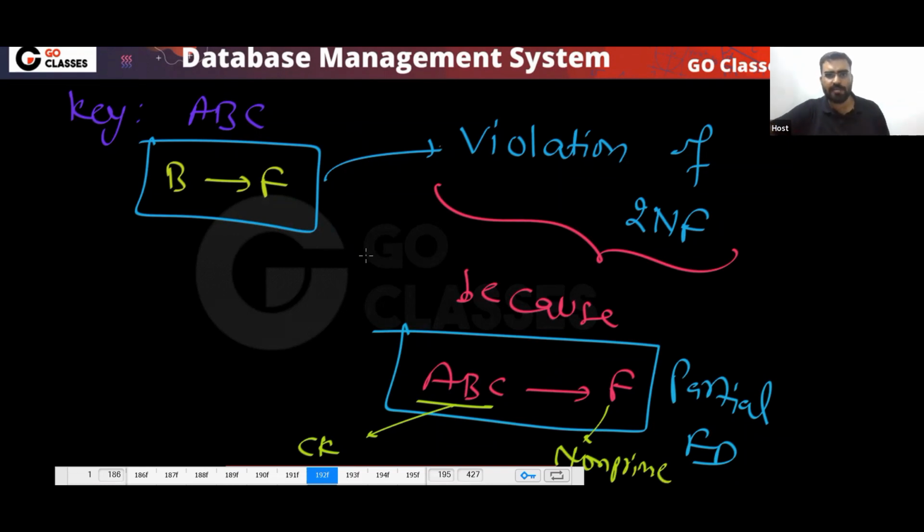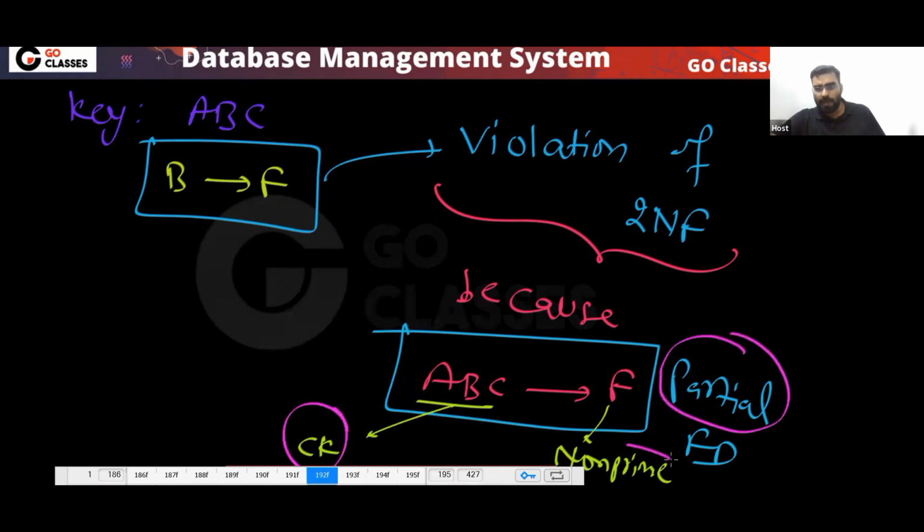Is this clear? Tell me, everyone. Remember, this is a violation of 2NF because a candidate key can partially determine a non-prime attribute. That is the reason this is a violation. This is the proper subset of the candidate key, and this is a non-prime attribute.